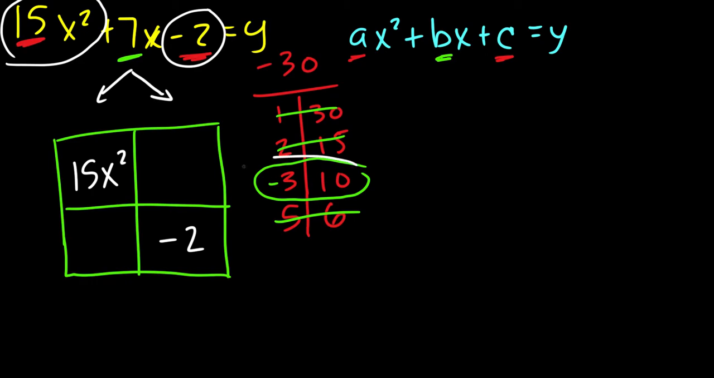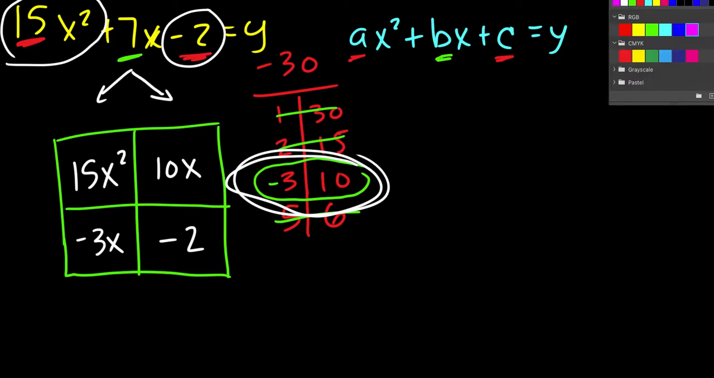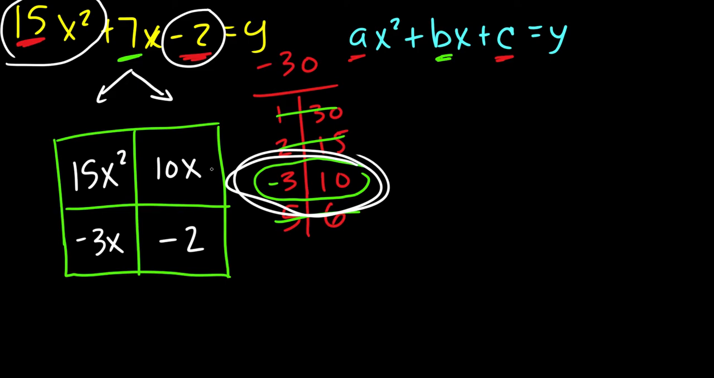So we're going to use this to help guide us, and we're going to do a negative 3x and a positive 10x. Now if we added both of those together, it would give us 7x. And so this really is just a different representation of what we have up here. Now the next step that we want to do, we want to factor out by rows and by columns.